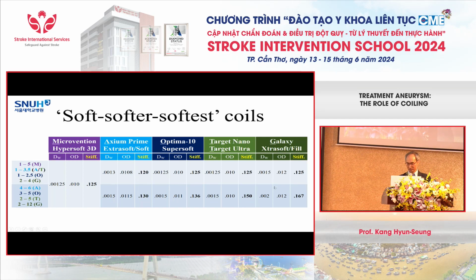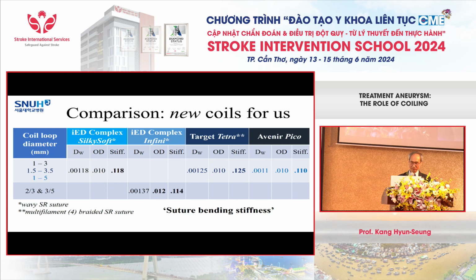And another thing is Target coil. Target Nano is 125. Target Ultra is 150. So maybe you can start with the Galaxy coil 125, and then for the second coil, if you introduce the Target Ultra, maybe the coil frame disrupts very easily because the Target Ultra is stiffer than the Galaxy in some situations. So we have to consider those characteristics.